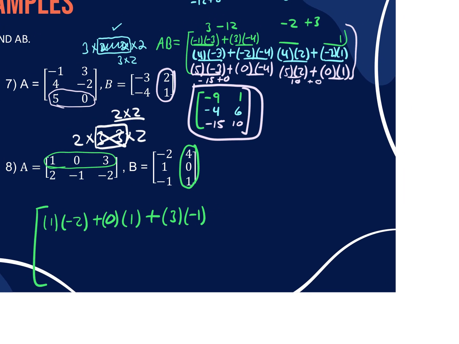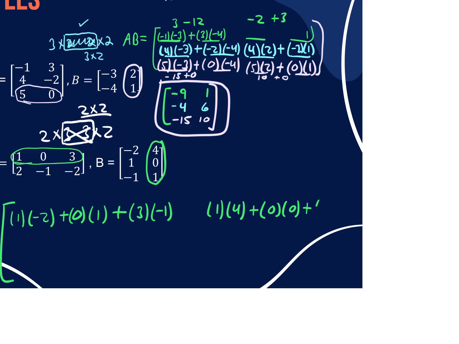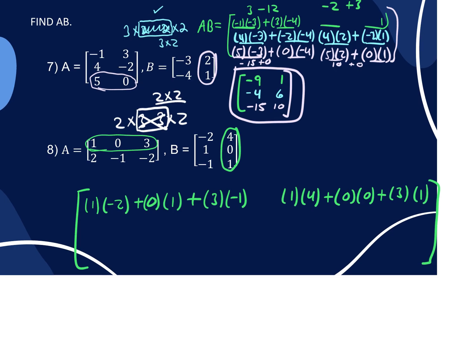So again, let me leave some room. We're going left to right, top to bottom. So it's going to be 1 times 4. We're going to do the first times the first, plus the second times the second, so 0 times 0, plus the third times the third, so plus 3 times 1. All right, and that's it for our next entry.